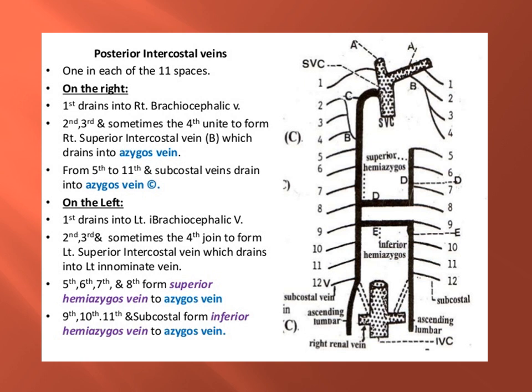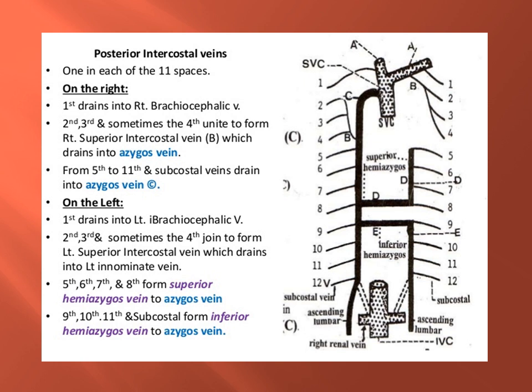On the right side, the first posterior intercostal vein drains into the right brachiocephalic vein. The second, third and sometimes fourth unite with each other to form a right superior intercostal vein which again drains into the azygous vein. From the 5th to 11th and the subcostal vein, that is the 12th, directly drain into the azygous vein. On the left side, the first drains into the left brachiocephalic vein, and the second, third and sometimes the fourth posterior intercostal veins join each other to form the left superior intercostal vein which drains into the left innominate vein.